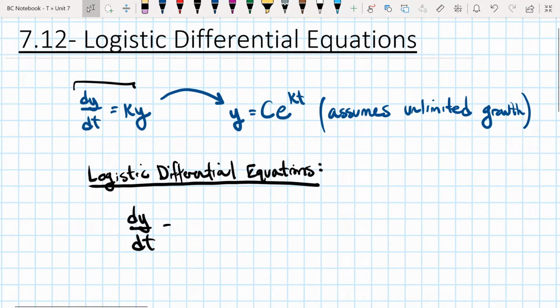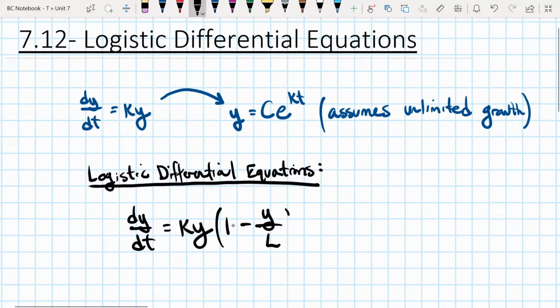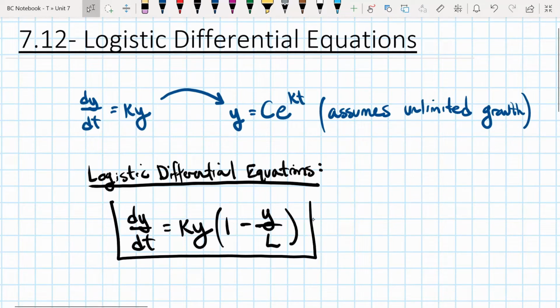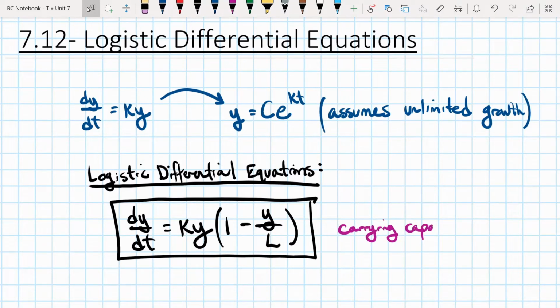dy/dt is equal to k times y. So same thing so far. But what we're going to do is multiply k times y by 1 minus y over L. Okay? And we're going to talk about what that means and what it does to the solution after we go through this derivation. So this is a logistic differential equation, where L is called the carrying capacity.